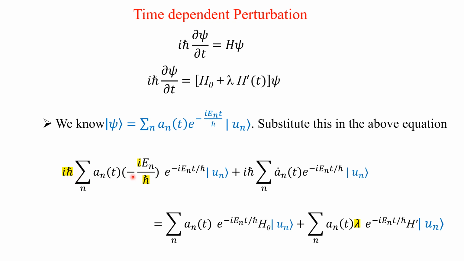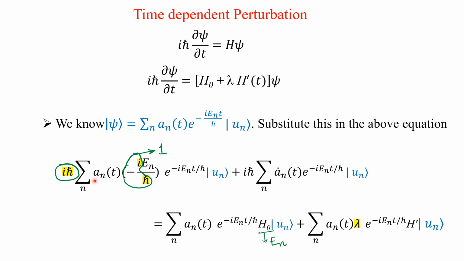See, you have i h cross here and i h cross here, and here minus i over h cross. If you multiply both, h cross will get cancelled. Here you have i, and here minus i. So i into minus i, you will get plus 1. So this will become 1. So this is simply you will get a_n of t E_n exponential term, then it is u_n. Now you come to the right hand side. Here, if H naught acts on u_n, you will get the energy eigenvalue E_n.